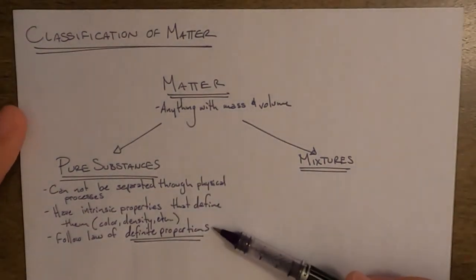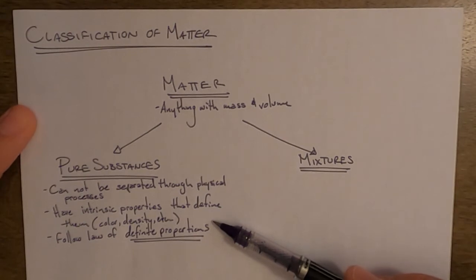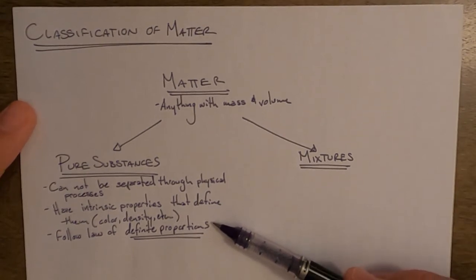The more technical way to describe a pure substance is that it follows the law of definite proportions. What that means is that a water sample is always going to have the same percent by mass of hydrogen and oxygen. It always will have that, and it will be a defining feature: its percent of hydrogen by mass compared to its percent of oxygen by mass. It is a definite proportion.